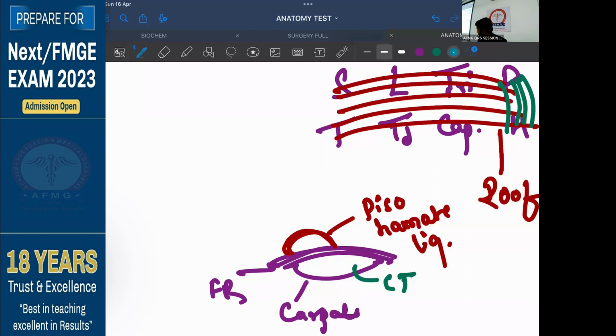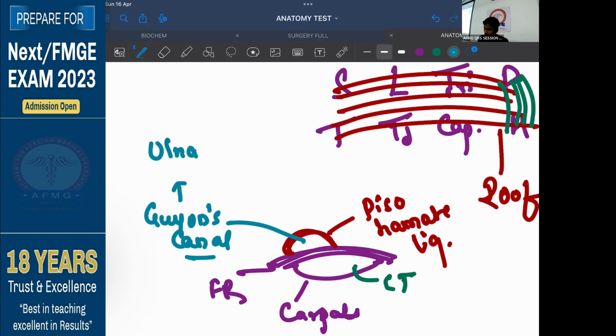Anybody? This canal is what is called the Guyon's canal, right? It can also be referred to as the ulnar canal. The reason is, what passes within the Guyon's canal? It is the ulnar nerve and the ulnar vessels, that is your ulnar artery as well as your ulnar vein.